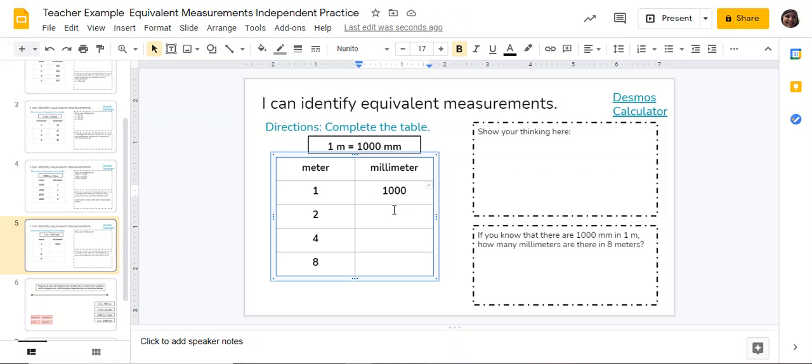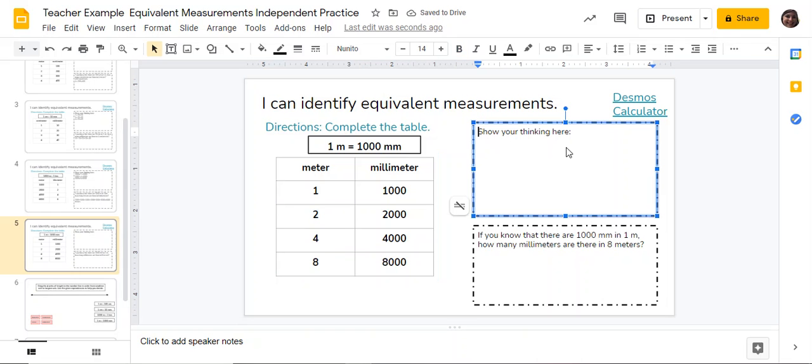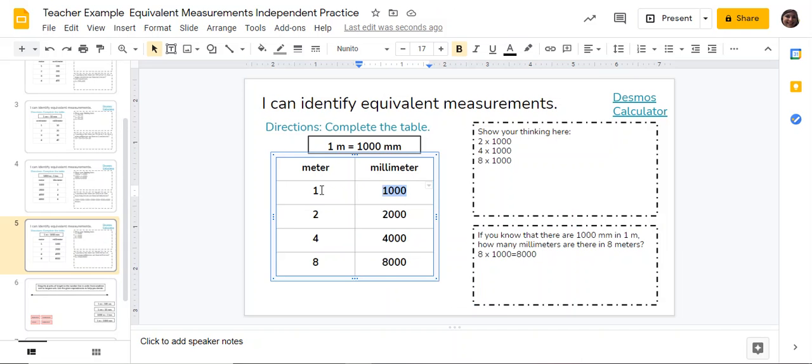If one of them is 1,000, then 2 of them is 2,000. 4 of them would be 4,000, and 8 of them would be 8,000. I am multiplying 1,000 times the number of meters. Okay, so I did 2 times 1,000, 4 times 1,000, and then 8 times 1,000. And I know that same thing here, 8 times 1,000 equals 8,000. Or I could do 1,000 plus 1,000 plus 1,000, 8 times, right? So in other words, it takes a whole bunch of those tiny little ticks to make 1 meter stick.